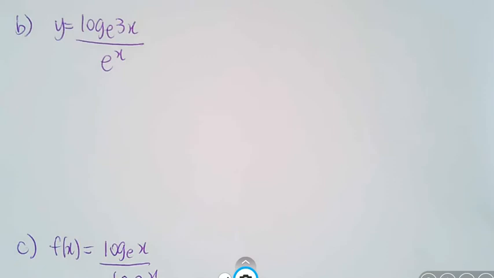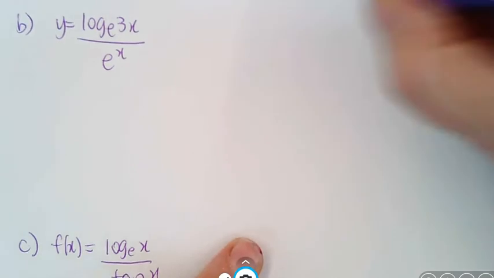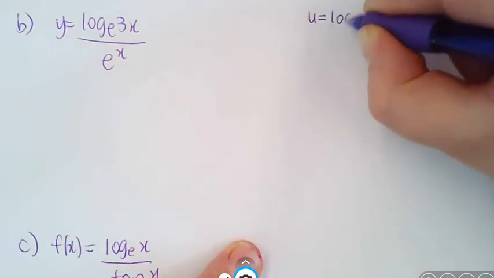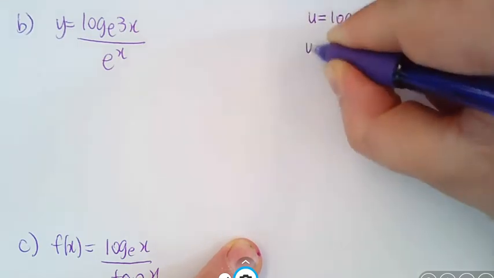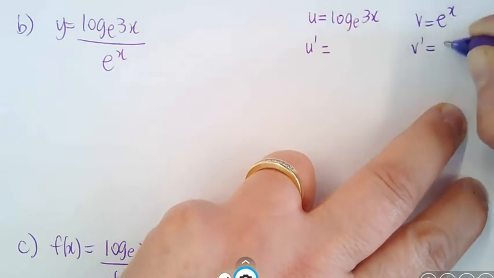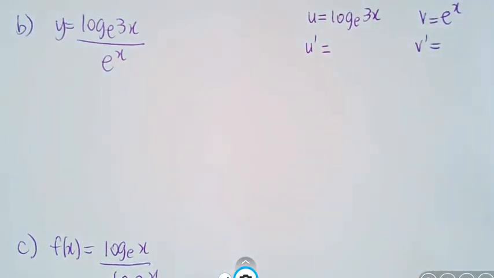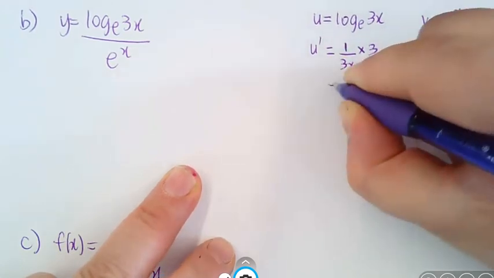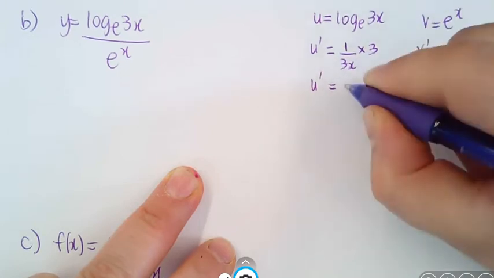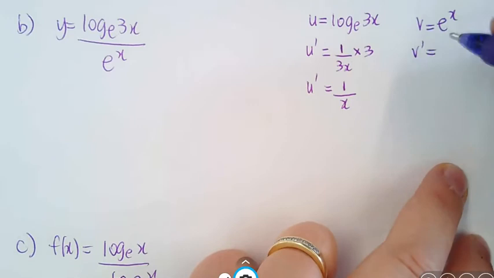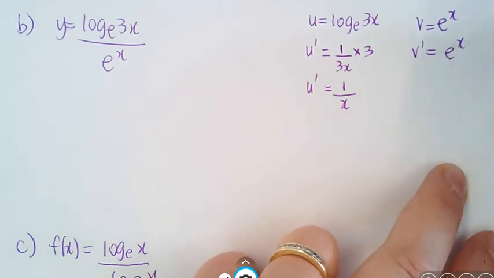y equals log to the base e of 3x over e to the power of x. We're differentiating. Which rule? Quotient. u is log to the base e of 3x. u dash. All right. Can you do the derivatives of those, please? Derivative of this is 1 on 3x times 3, which is, what is it? 1 on x. And the derivative of e to the x is e to the x as well.